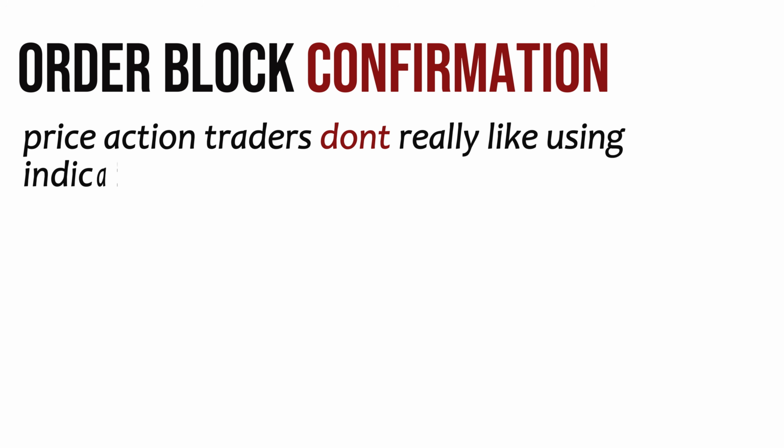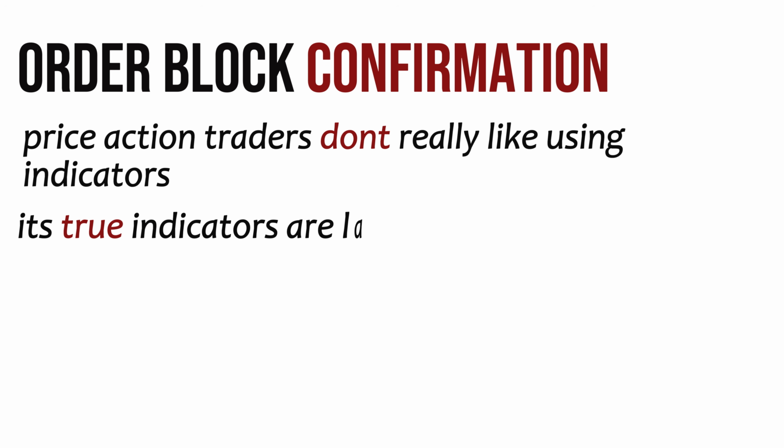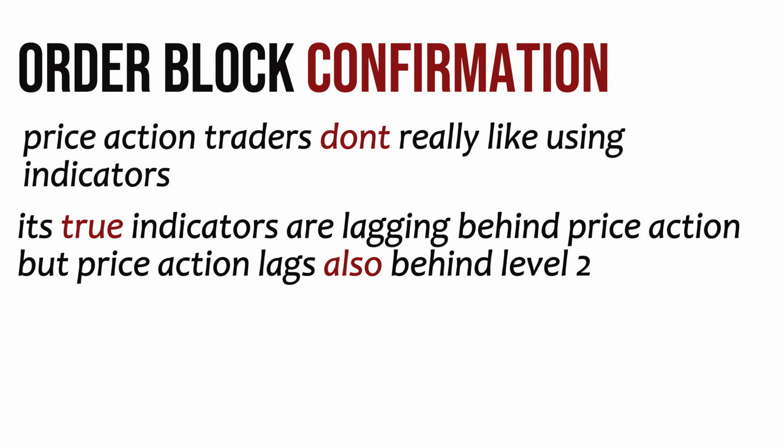What I've noticed is people are reluctant to trade indicators. And it is true, indicators are lagging behind price action, but then again, price action is lagging behind level 2 tape. So if you're against trading indicators for the simple fact that they're lagging, you should be against trading price action, because price action is lagging too, like I said, behind level 2 tape.